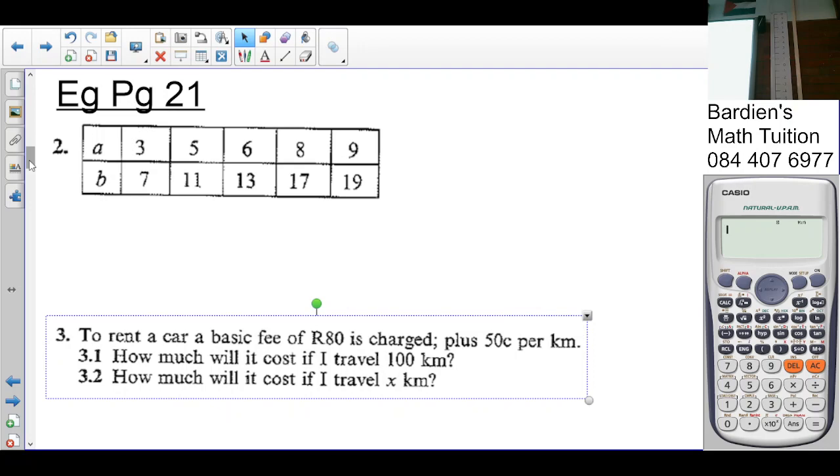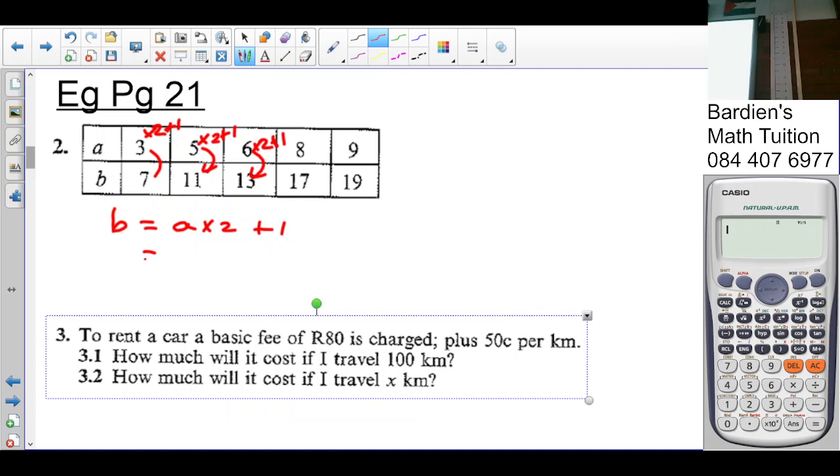So how do we get from one to the next? We times by 2, plus 1. Not so? 5 times 2 is 10, plus 1 is 11. 6 times 2 is 12, plus 1 is 13, and so on and so on. So what is the formula? How do I end up with B? B is equal to A times 2 plus 1. Which also can be written as what? 2a plus 1.